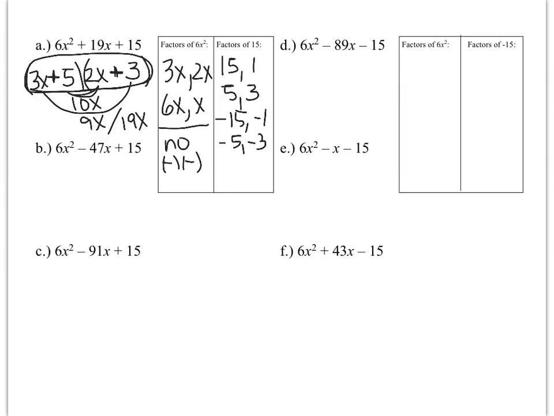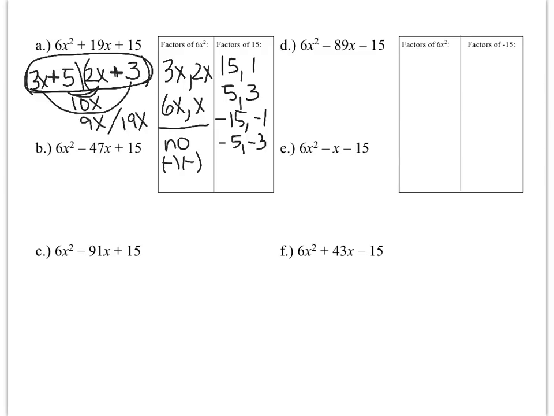Okay, it's great to keep your checks there and then circle your answer once you have it. Now, if that didn't work, then I would try to switch my 5 and my 3 and try it again. And if that didn't work, then I would throw out the 3x and the 2x, and I would try the 6x and the x. Let's try the next one.